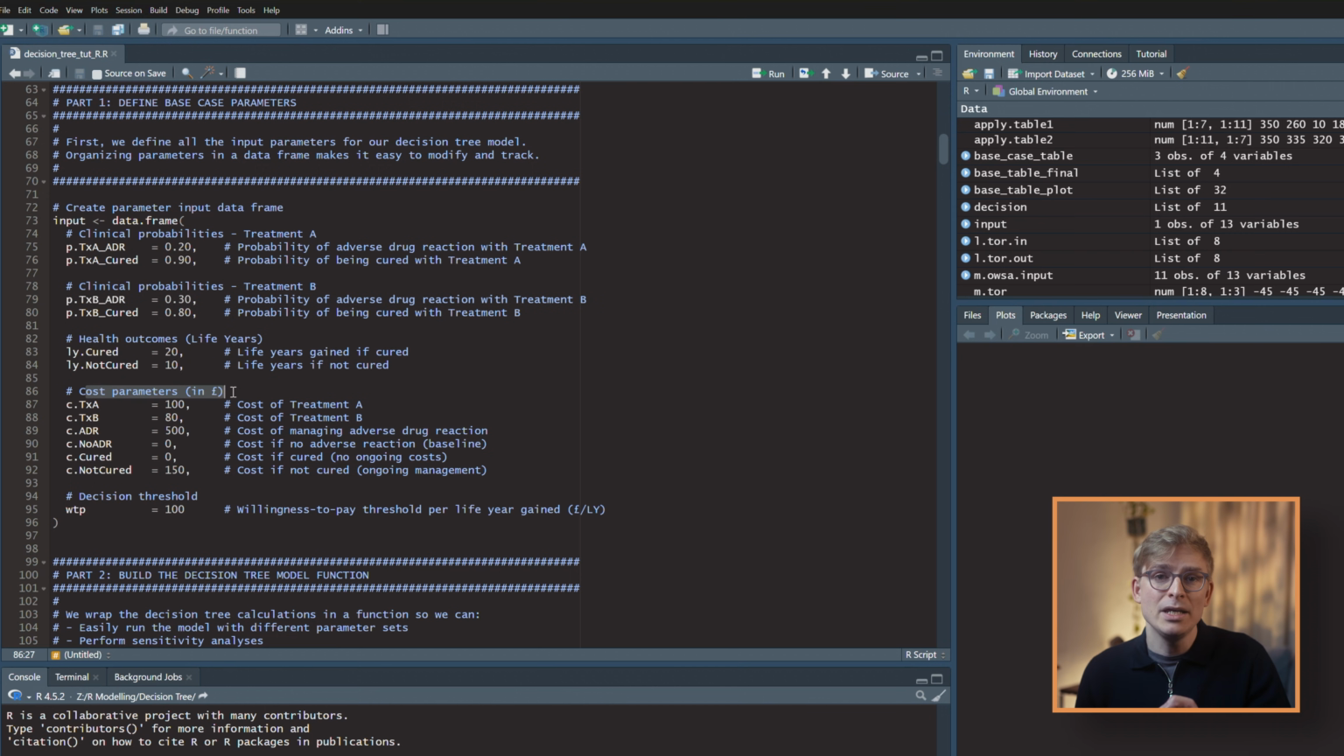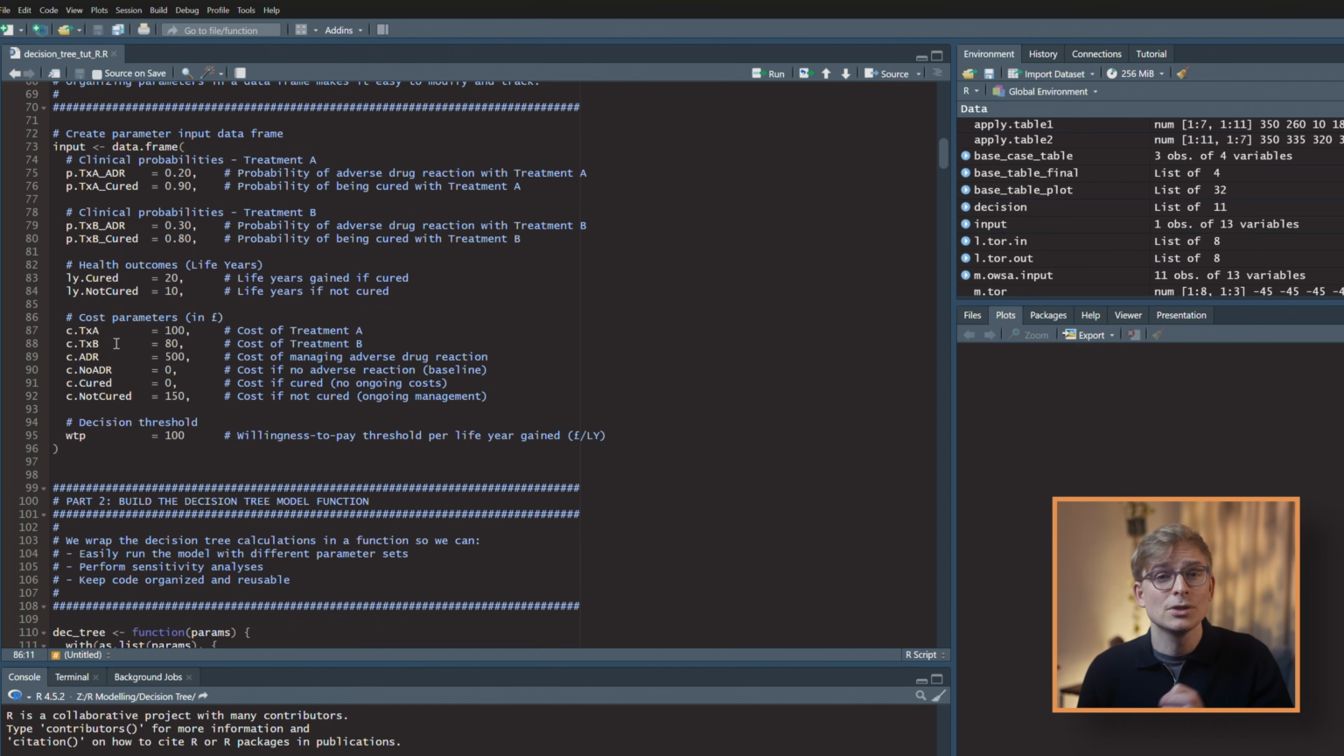Treatment costs for A and B, ADR cost, and additional treatment cost for uncured patients. I've also included a willingness to pay threshold of £100 per life year, which we'll use later to make our cost effectiveness decision. One thing to note here, I'm keeping the cost for no ADR and cured at 0 because these represent our baseline states with no additional costs. This makes the calculations cleaner.